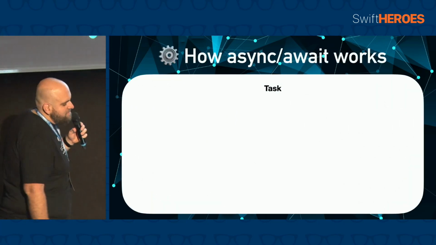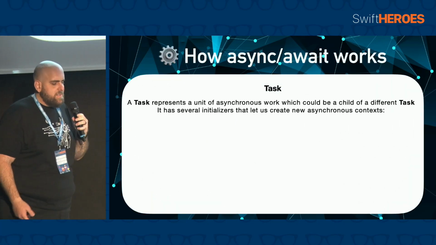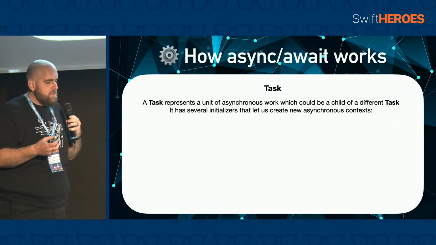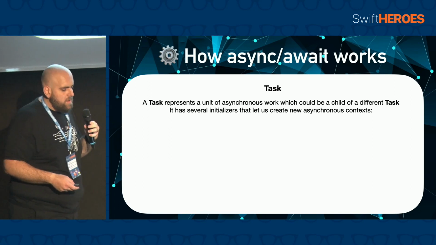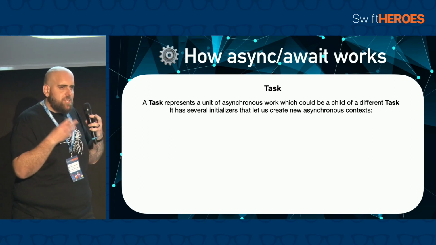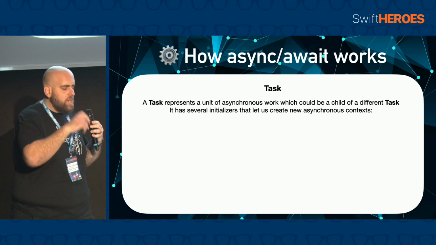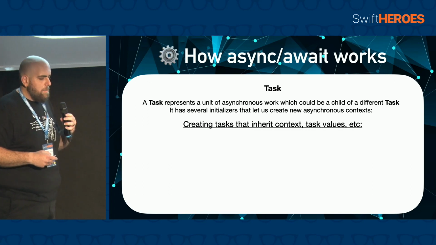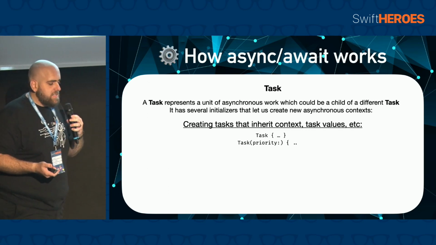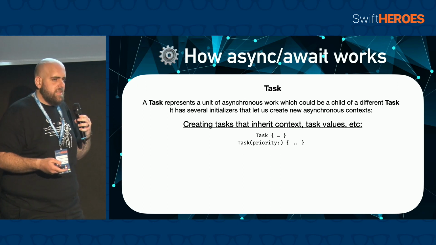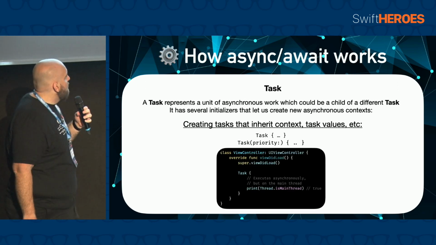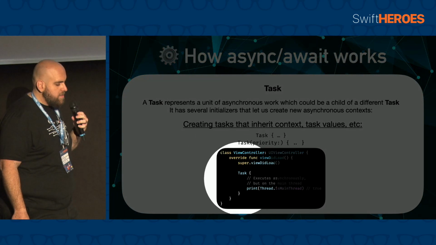under the hood. So we talked a bit about task. Task is really the main unit of asynchronous work in Swift. It could have relations between tasks. You could have a parent task with child tasks and stuff like that. Basically, we get initializers that let us create these new asynchronous contexts. We saw one of these earlier, for example, this task initializer.